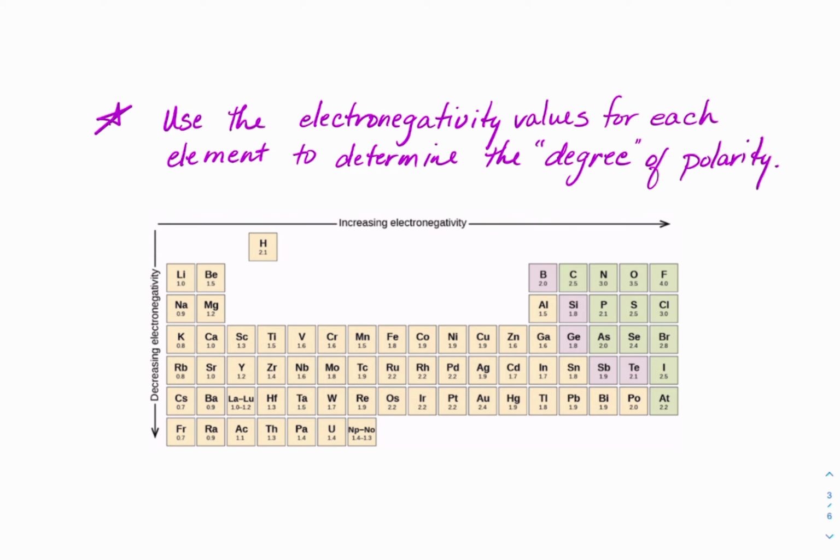The periodic trend of electronegativity is found in Figure 7.6 in your text, and the values you see here are on a scale of 0 to 4, called the Pauling scale. And the Pauling scale says that the closer you are to 4, the more electronegative you are.